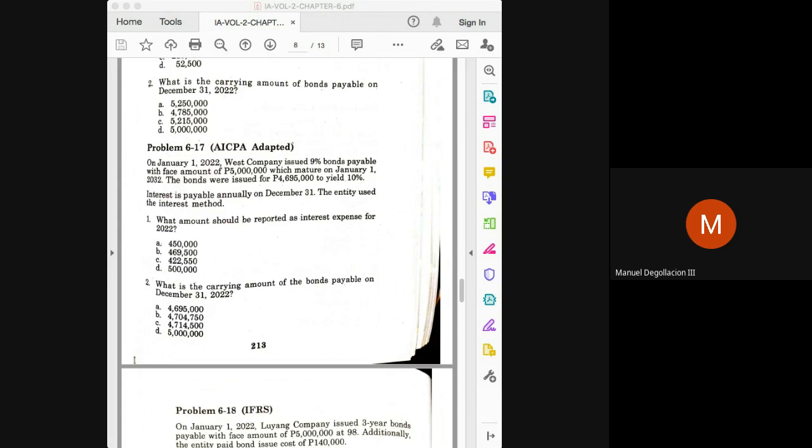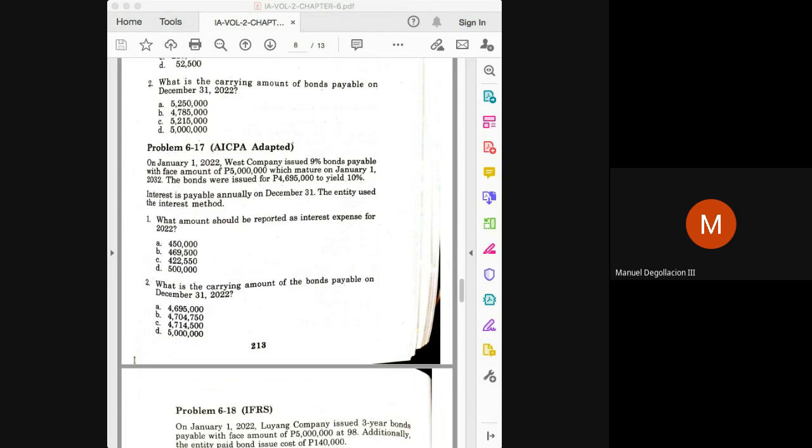And we will be using that interest expense to solve for the amount of amortization. But if you are using the straight line method, it will be easier for you to determine first the amount of amortization, and you will then use that amortization to solve for the interest expense. Again, under effective interest method, interest expense first, amortization second. Under the straight line method, amortization first, interest expense second.